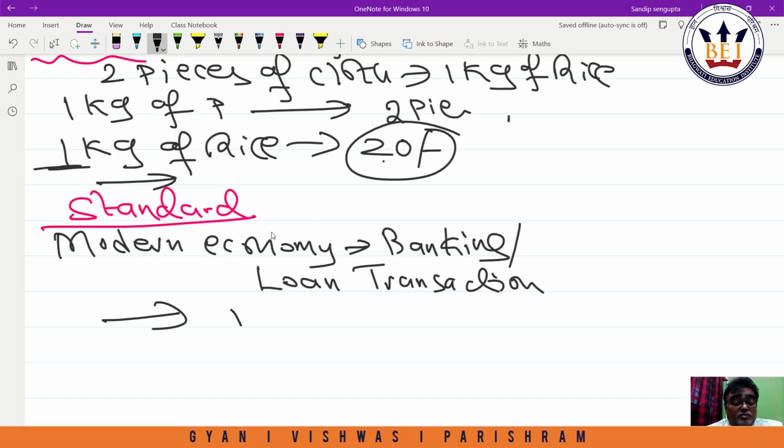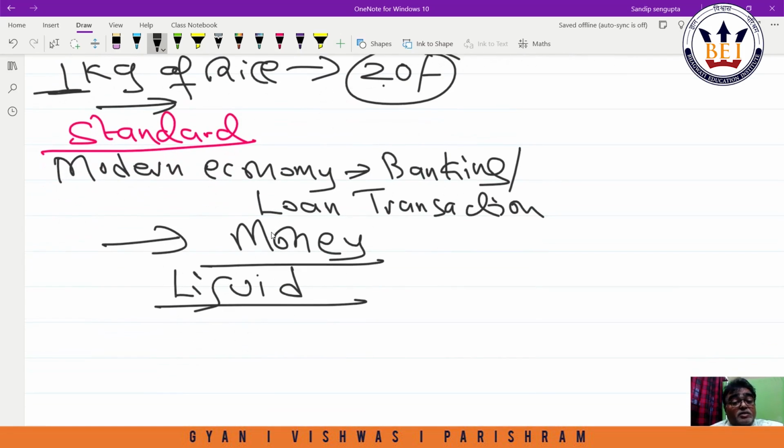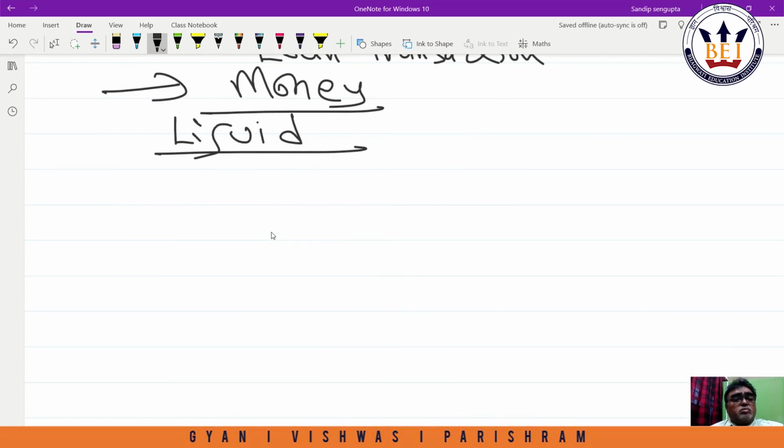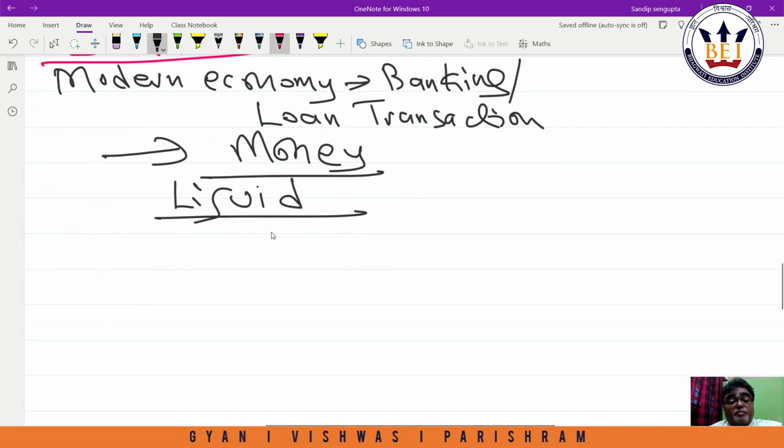Everything is possible with the help of money, because it is the most liquid form. And standardized value means everyone has to accept this. That is why money is also called fiat money. Fiat money means it is authenticated by the concerned government or central bank. It has to be circulated, and one can accept it without obligation.